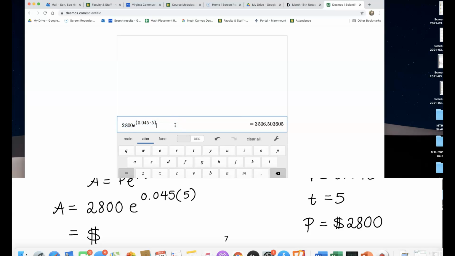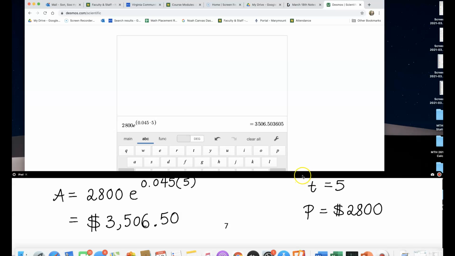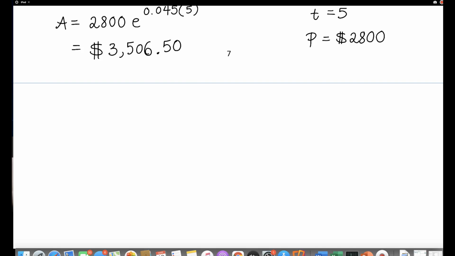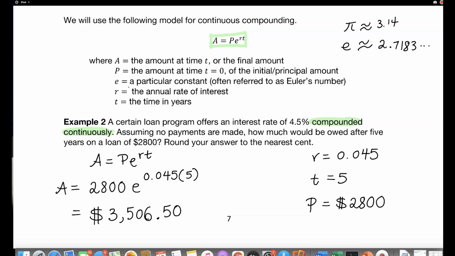And it says the answer is $33,506.50. Because the number after 50 was 3, which is smaller than 5, I round down to 50 cents instead of 51 cents. So that is how you do this continuously compounding problem. Just gotta know how to use the calculator, gotta know how to plug into the formula, and then you will need a nice scientific calculator to evaluate the amount. But that is it for example number 2.